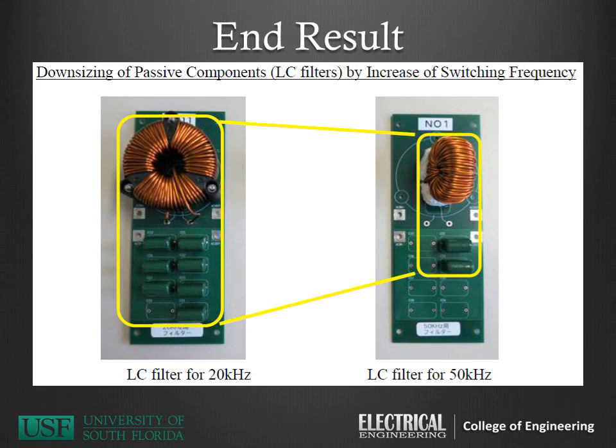At the end of the day, use of silicon carbide components will increase switching frequency, increase operating temperatures, decrease the number of components within a circuit, decrease circuit size, and decrease cost.